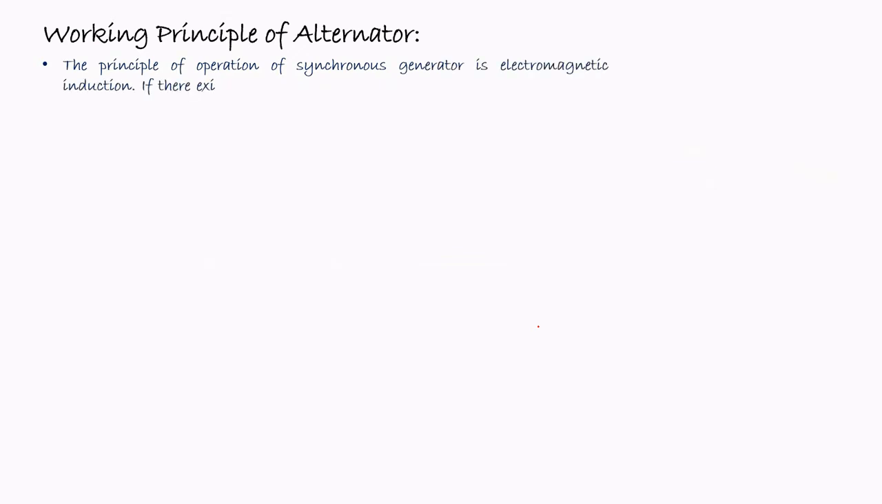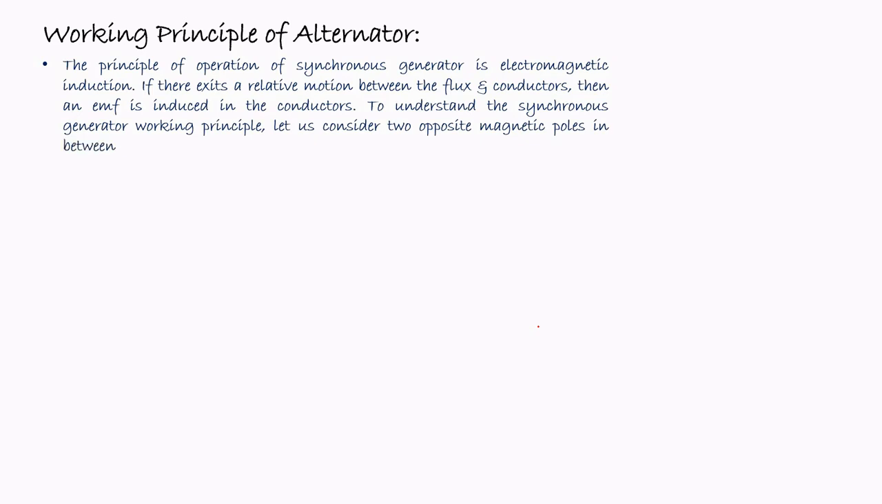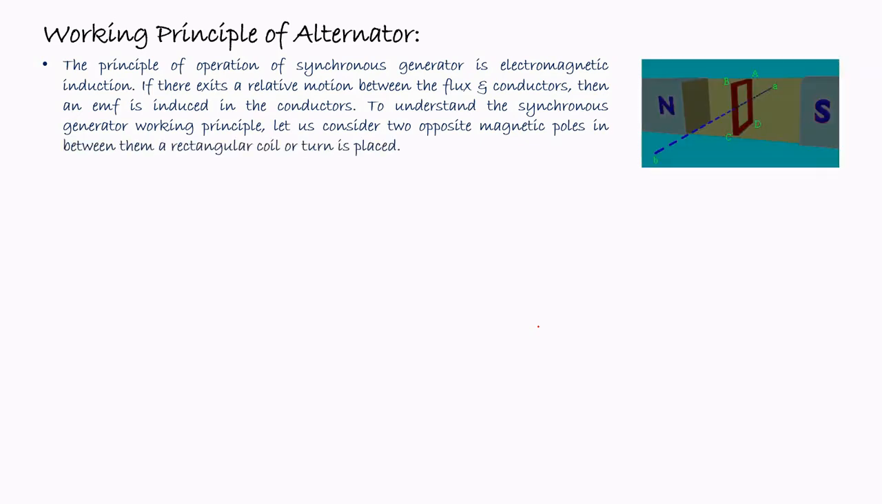Now the working principle of the alternator. The principle of operation of a synchronous generator is electromagnetic induction, that is Faraday's law of electromagnetic induction. If there exists a relative motion between the flux and conductors, then an EMF is induced in the conductor.